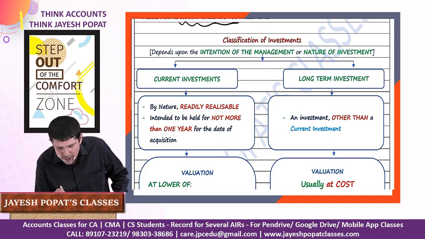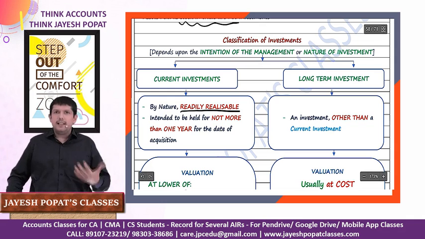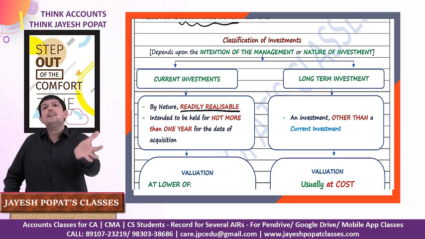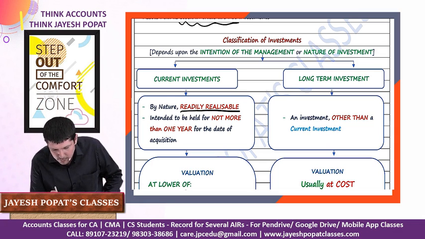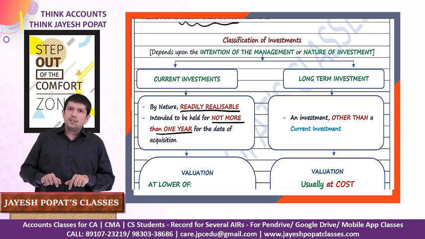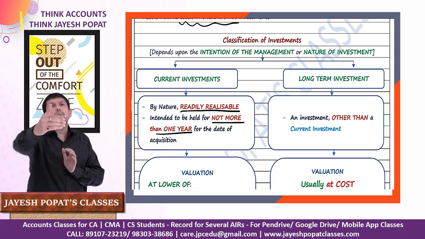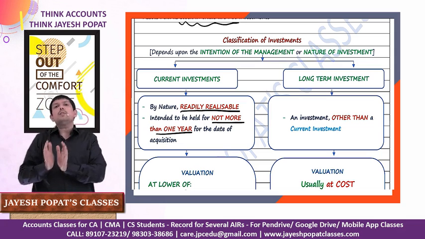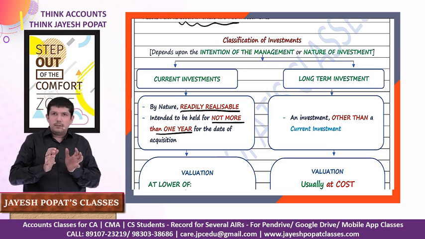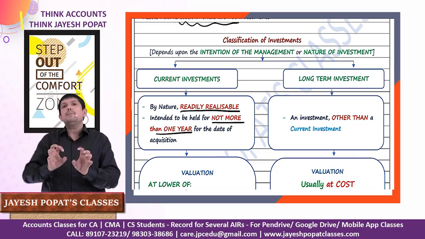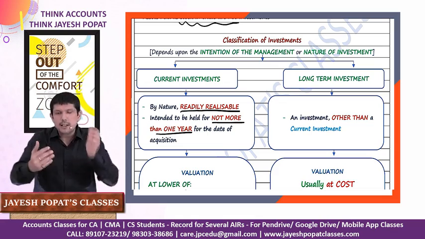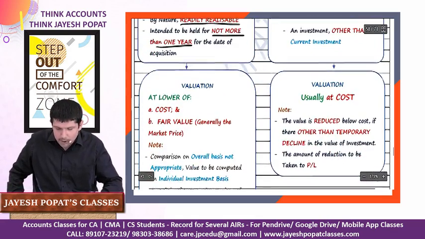Current investments have been defined as those that by nature are readily realizable, so they are liquid. Whenever the enterprise wants to sell it, the enterprise can dispose of it and realize the cash, and they are intended to be held for not more than 1 year. So the intention of the management at the time of acquisition is to hold it for a maximum period of 1 year. Long-term investments have been defined as investments which do not qualify as current investments. So maybe these are not readily realizable, or maybe they are held for a period longer than 1 year. Now we'll talk about the valuation norm.